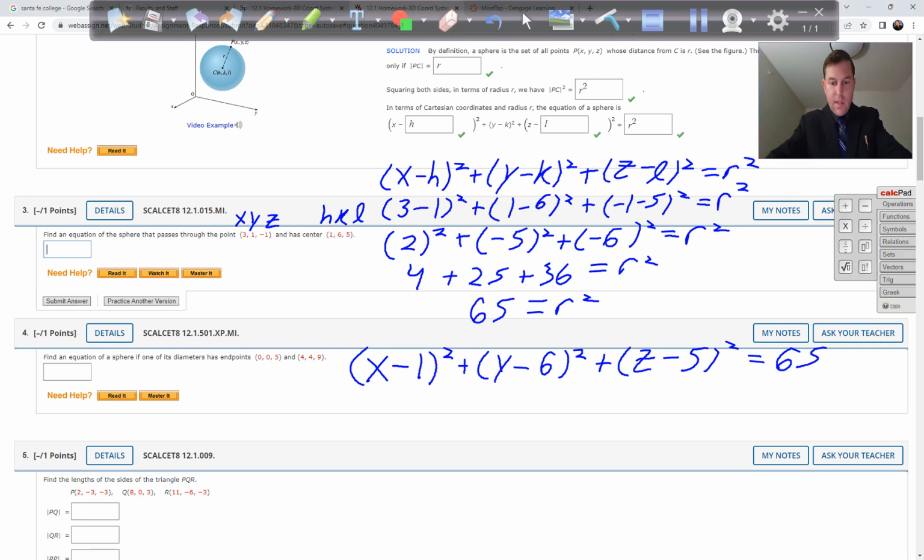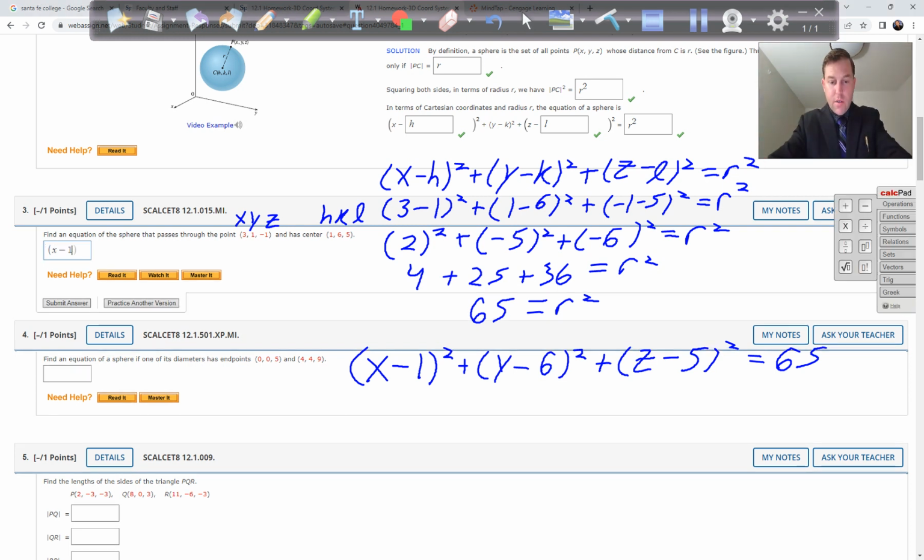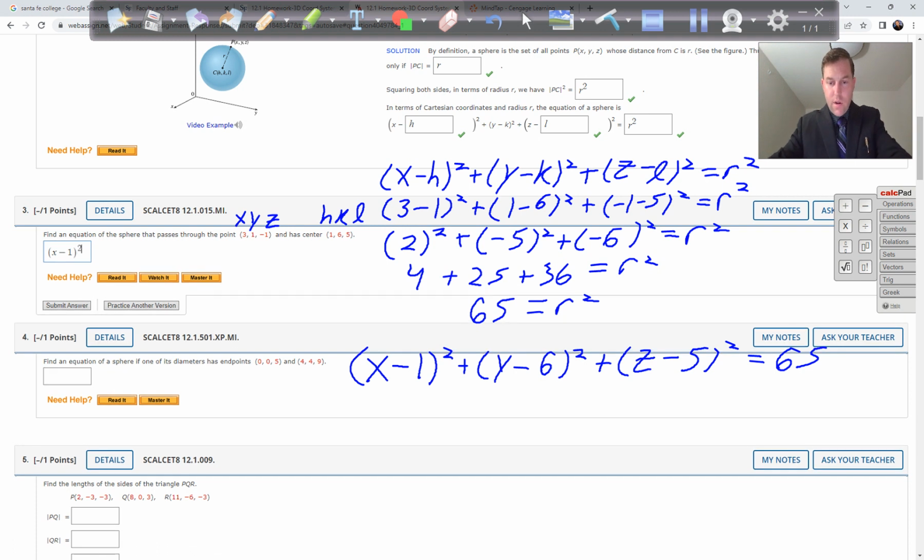So we're going to say x minus 1 quantity squared plus y minus 6 quantity squared plus z minus 5 quantity squared equals 65.